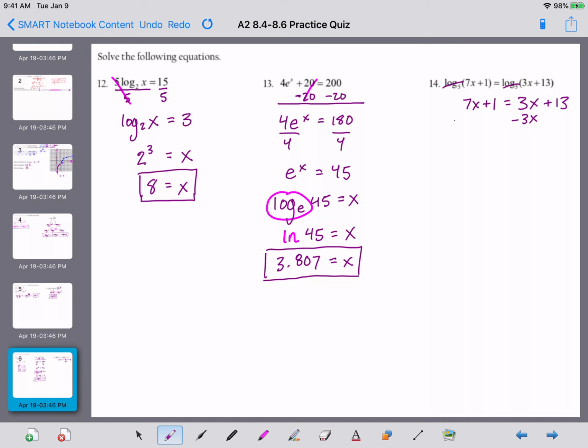And hey, we've been solving these equations for years, so let's just go ahead and get x by itself. So I'm going to go ahead and subtract 3x. These cancel. I get 4x plus 1 equals 13. I can subtract 1. These cancel. I get 4x equals 12. And if we divide by 4, these cancel.